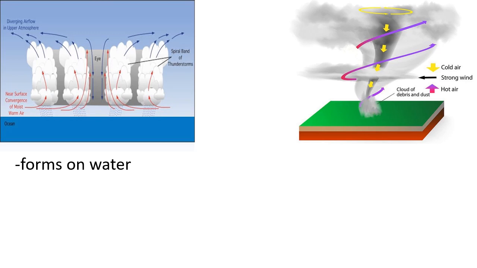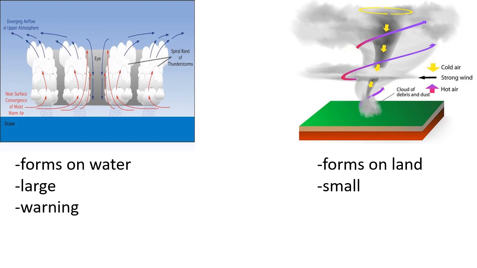Hurricanes form on the water. Tornadoes form on the land. Hurricanes tend to be large. Some of them can be hundreds of miles wide. You can see them from space on satellites. Tornadoes, however, are smaller. Now, that doesn't mean they're not dangerous and powerful. They can still pack a punch, but compared to a hurricane, they are much smaller.